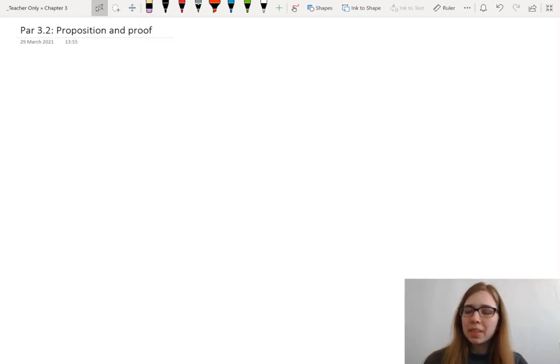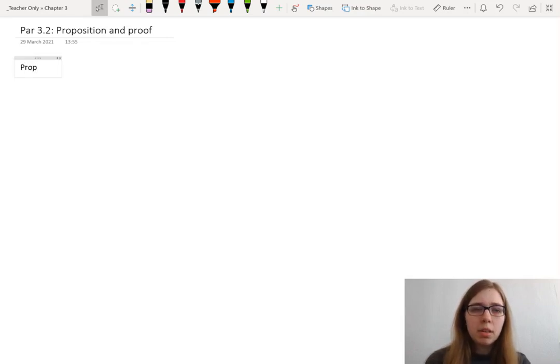Hello everyone, we're on to paragraph 2, proposition and proof, and here we already get to the core of this chapter. What I will do is I will explain a few terms, proposition and proof mostly, and show an example of it afterwards. So let's just start with those terms.